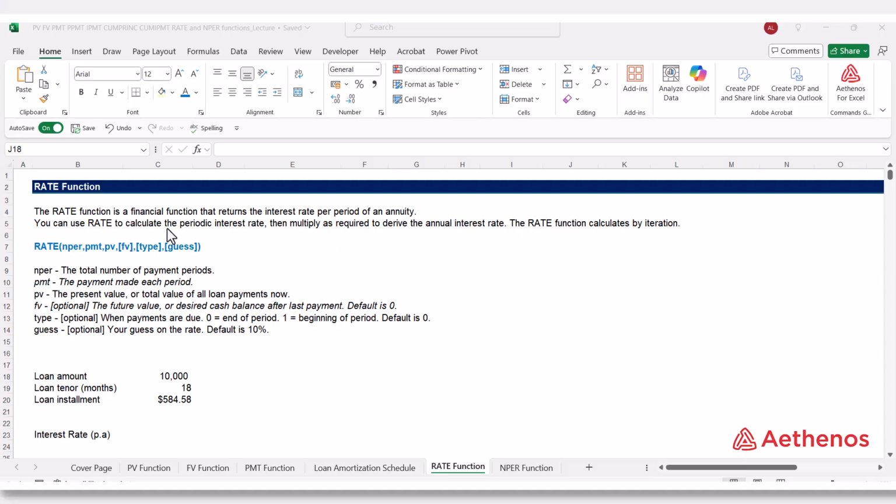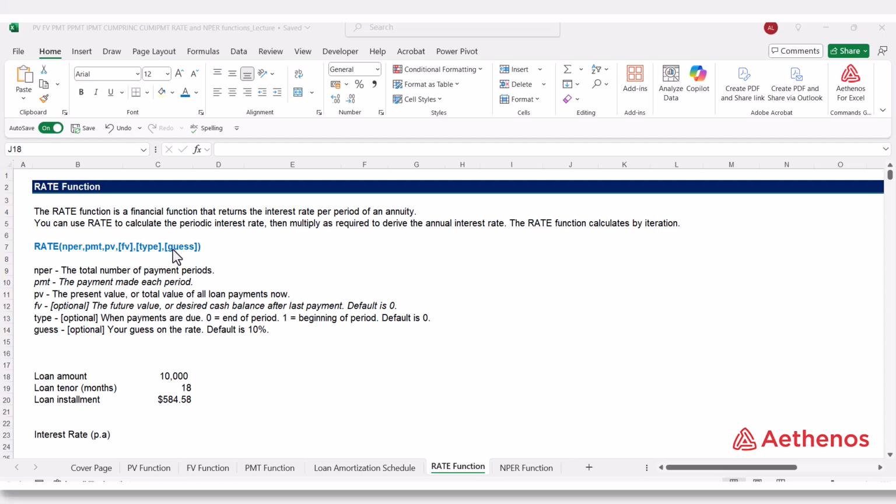So again, the rate function calculates the periodic interest rate, like monthly. Then we have to multiply as required to derive the annual interest rate. If we get a monthly rate, we have to multiply by 12 to get the annual interest rate.